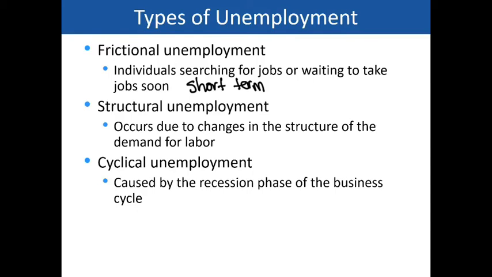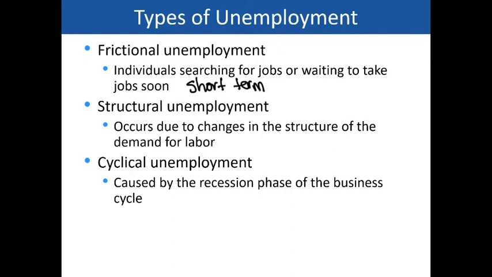The second type of unemployment is structural unemployment. Structural unemployment occurs due to changes in the structure of the demand for labor. This happens all the time, again, because the structure of the economy changes all the time. Going back to the 1990s, when we had new technologies, people had to adapt to those new technologies to keep their jobs. Those who couldn't keep up, their old skills did not match the new job skills, and they lost their jobs.